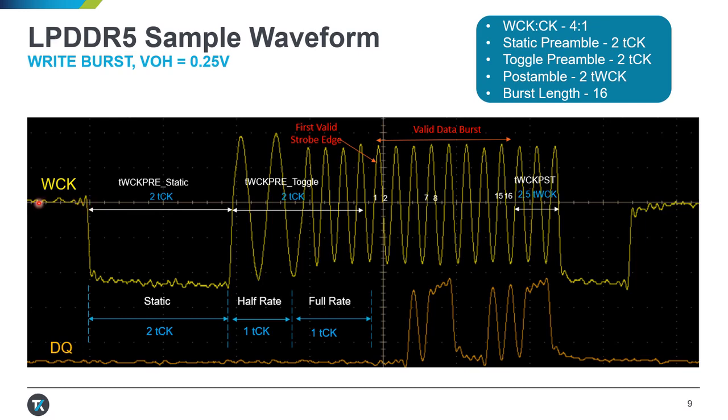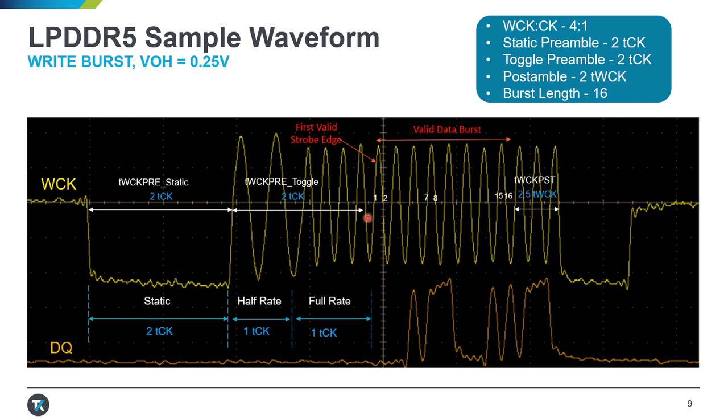So WCK is in high Z state till here and then it starts toggling. You have a static region of 2TCK and then you have a preamble toggle which consists of a half rate clock and a full rate clock. Now, half rate is done to reduce the ISI and relax the timing requirements for WCK to CK synchronization.